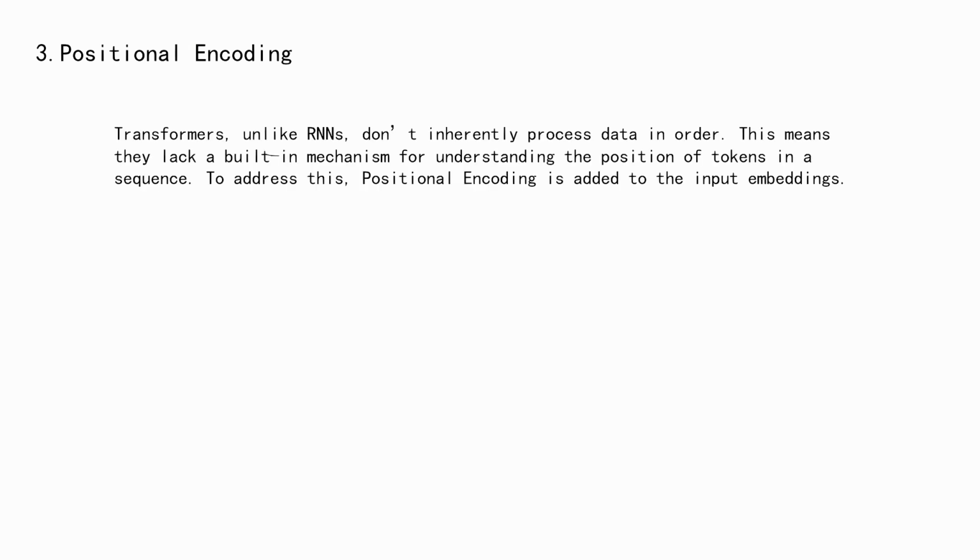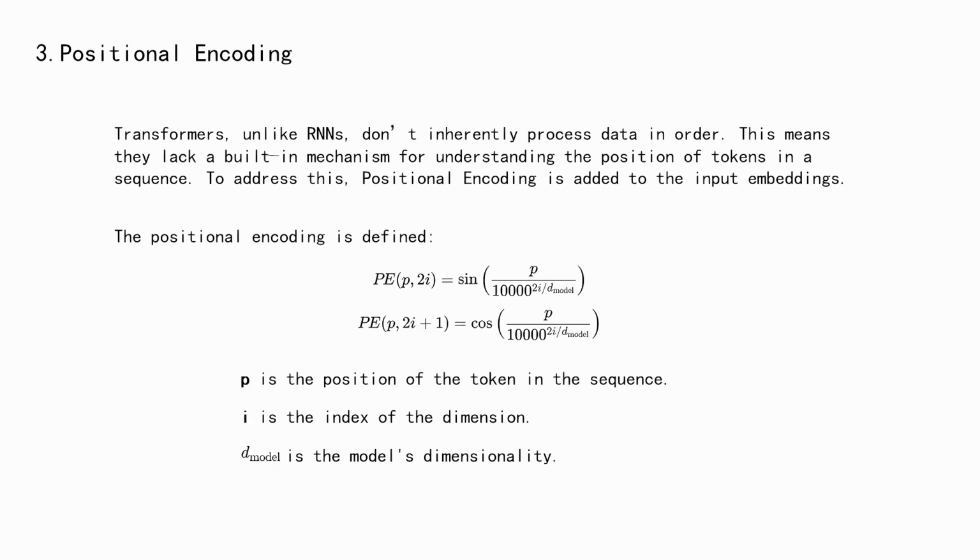Positional encoding, handling sequence order. Transformers, unlike RNNs, don't inherently process data in order. This means they lack a built-in mechanism for understanding the position of tokens in a sequence. To address this, positional encoding is added to the input embeddings. The positional encoding is defined as follows.